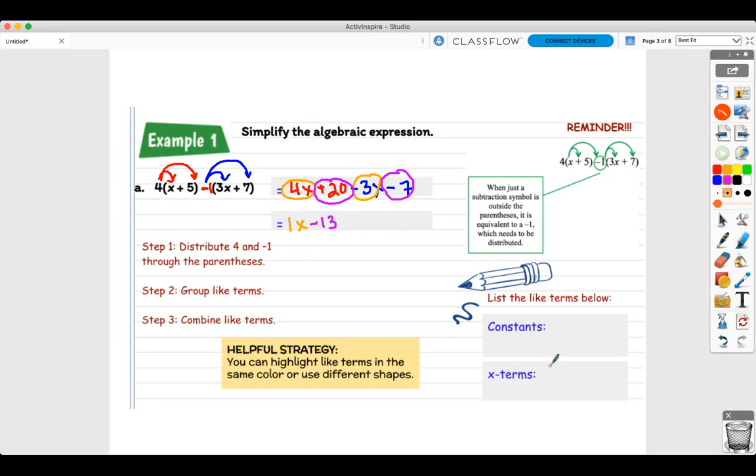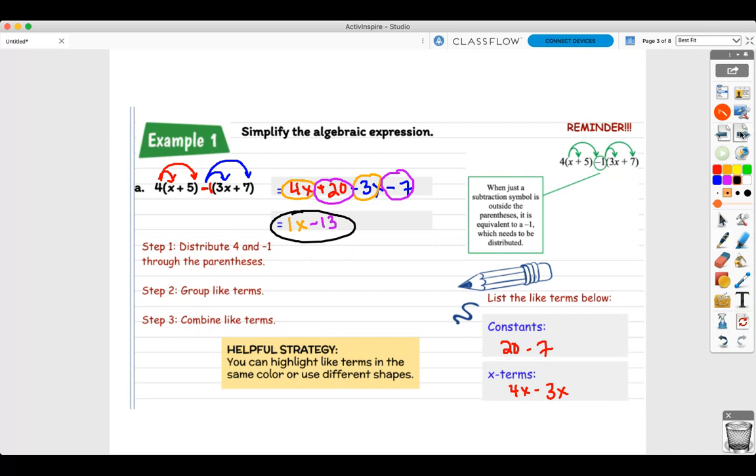And just like you did in the last set of notes, if you need to write this out over here, do the x terms, 4x and minus 3x, and then the constants are 20 minus 7. You're more than welcome to do that. And you can highlight it. All of you are using different strategies that actually help you combine like terms properly. But your final answer in this would be 1x minus 13 or x minus 13.